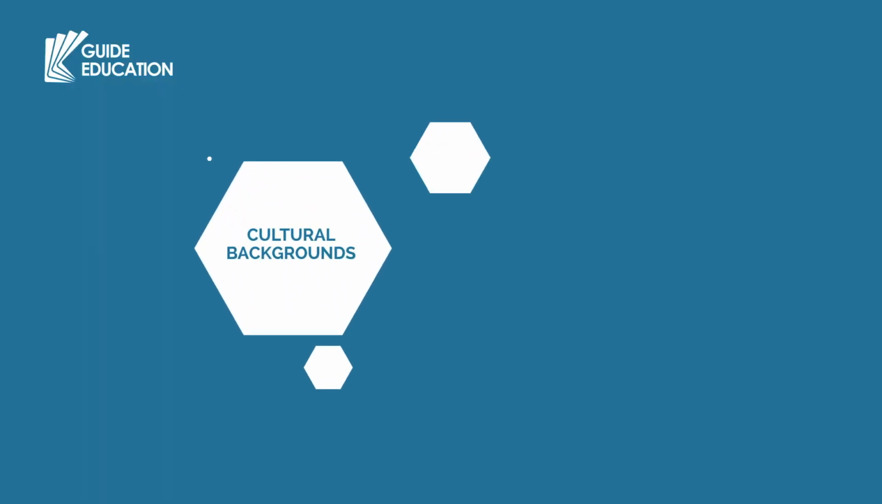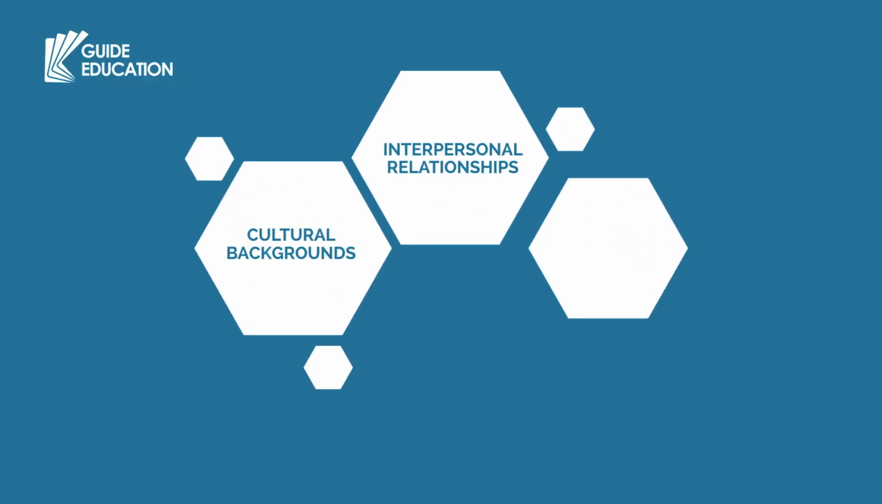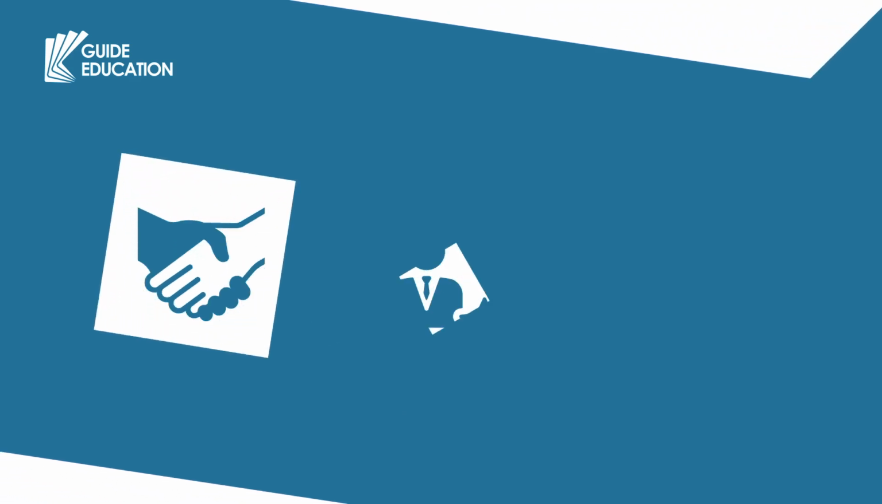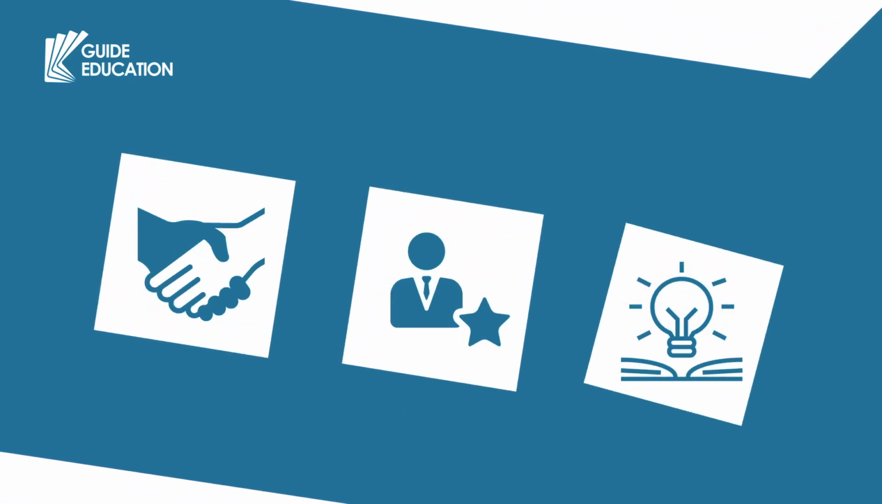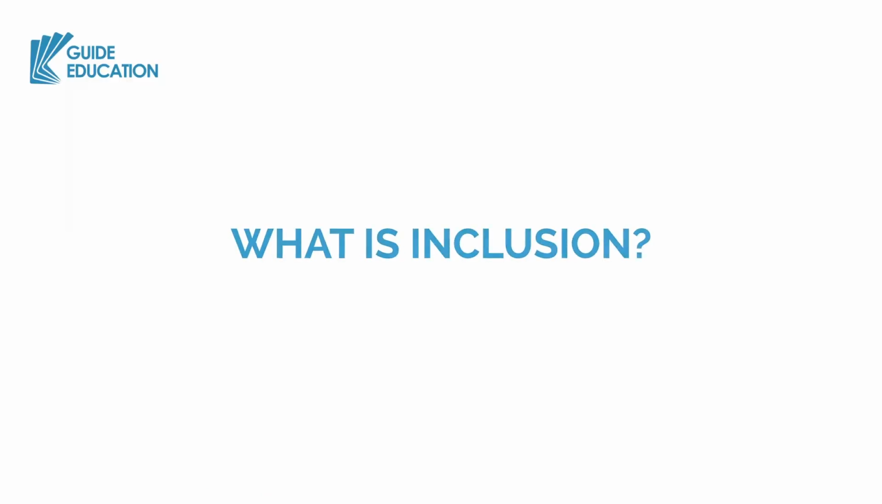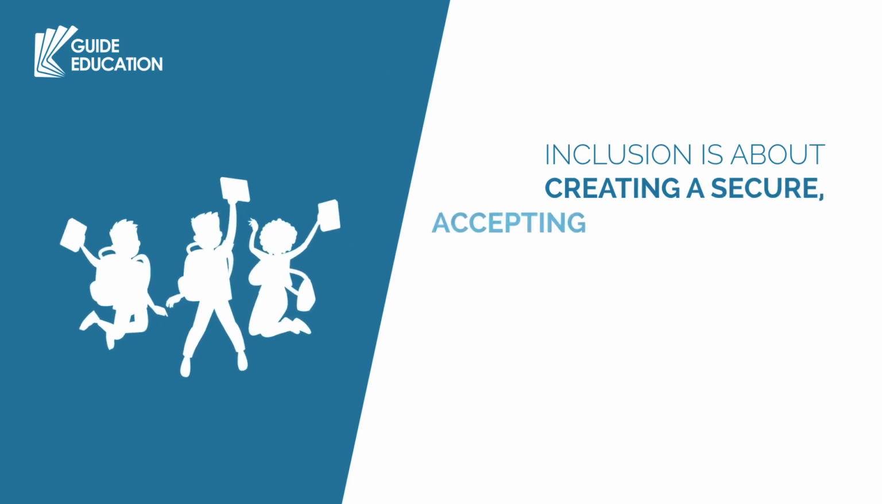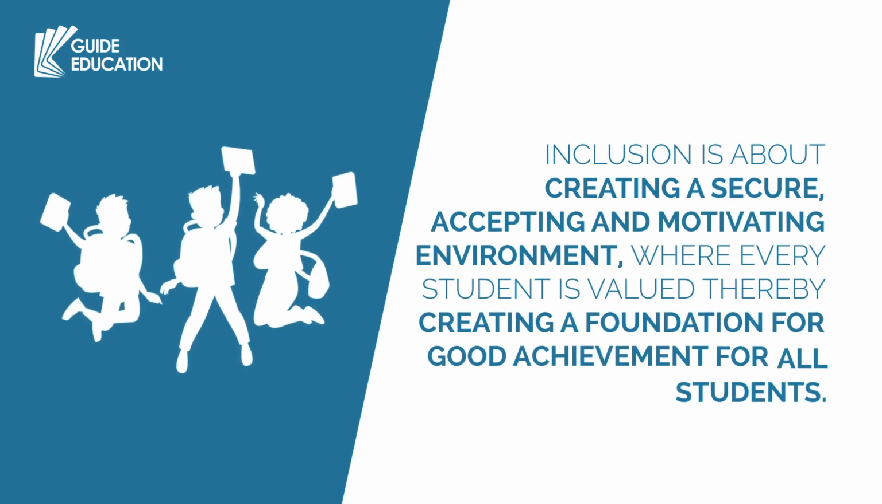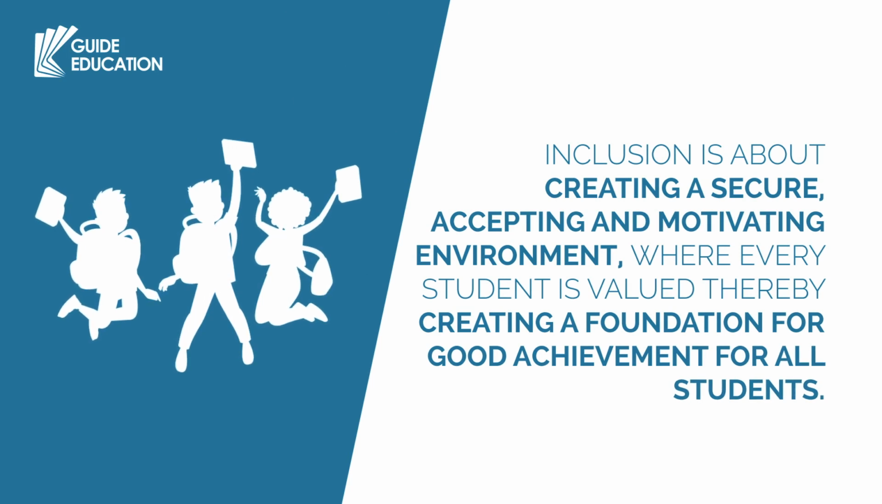The cultural backgrounds, interpersonal relationships, sociability and expectations of every learner have to be taken into account as each individual brings with them diverse perspectives, experiences, lifestyles, and cultures. Now let us look at what is inclusion. Inclusion is about creating a secure, accepting and motivating environment where every student is valued, thereby creating a foundation for good achievement for all students.